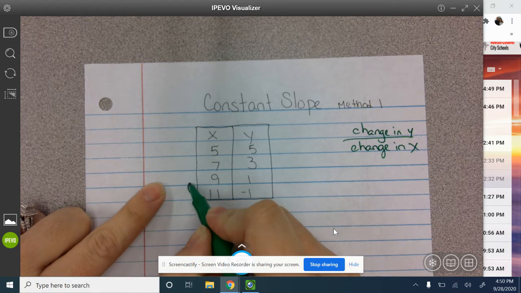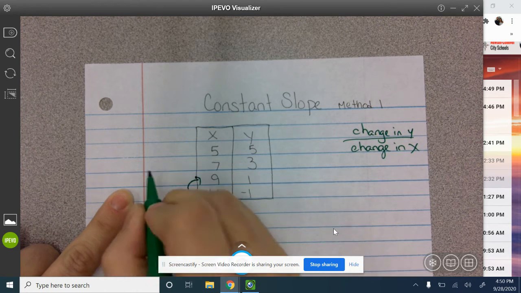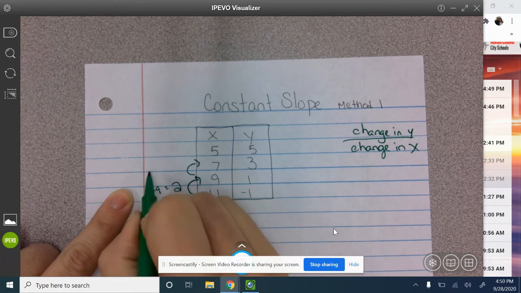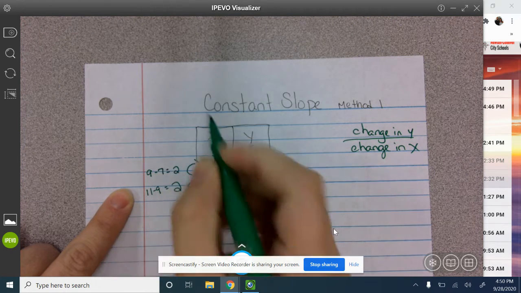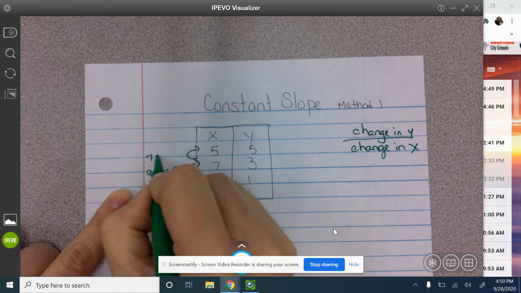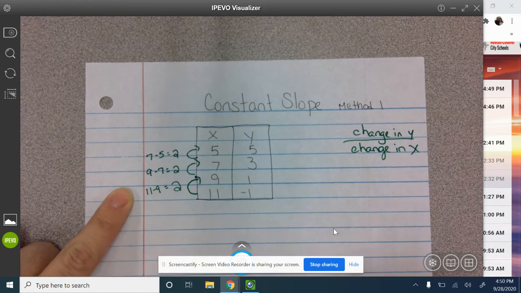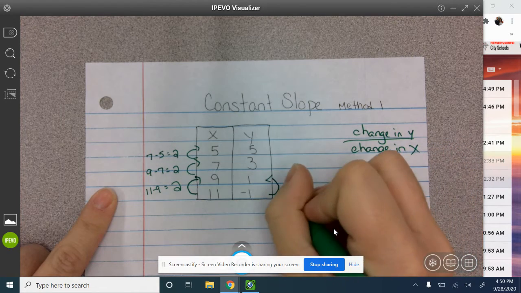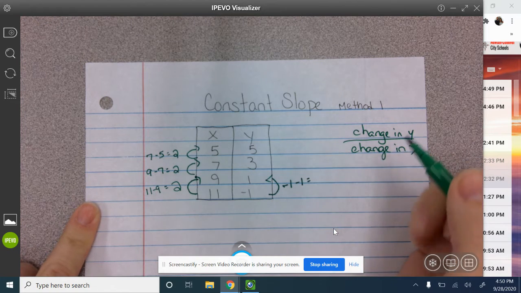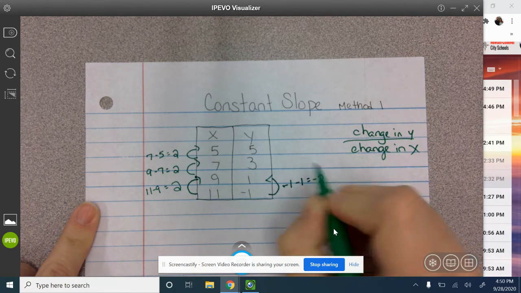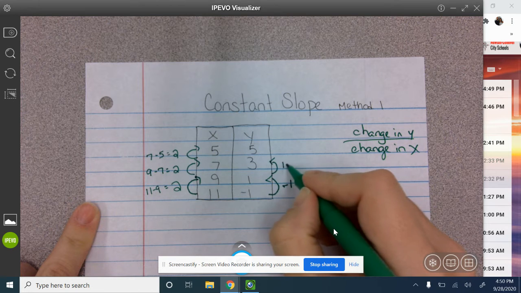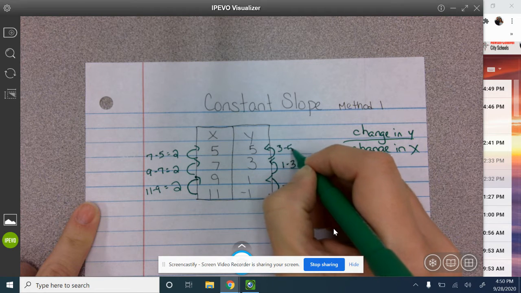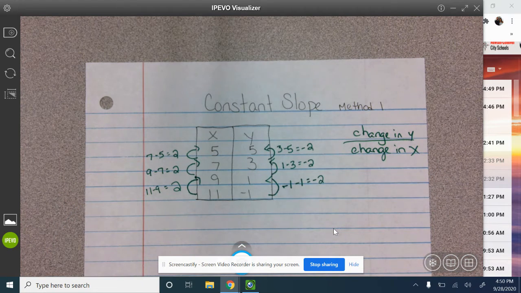And so if we start on the bottom and we go up, we're going to say 11 minus 9 will give us 2. 9 minus 7 will give us 2. 7 minus 5 will give us 2. Now, the same thing on the other side, we need to do our change in y. So we're going to have negative 1 minus 1, which if you do keep change, will give you negative 2. 1 minus 3 will give you negative 2. And 3 minus 5 will give you negative 2.